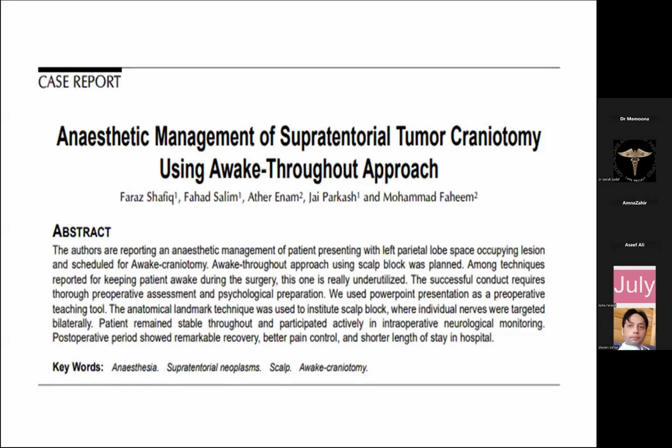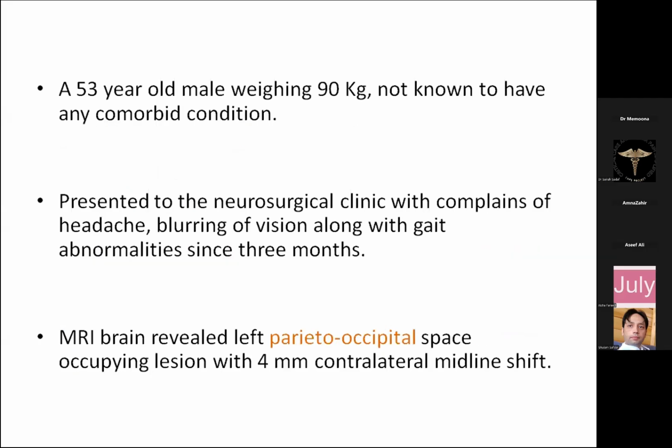They reported a 53-year-old male weighing 90 kg, not known to have any other comorbid conditions, presented to the neurosurgical clinic with complaints of headache, blurring of vision, and gait abnormalities for the last 3 months. MRI revealed a left parieto-occipital space occupying lesion with 4 millimeter contralateral midline shift. Now you can see a huge area is involved, and we expect a larger incision for this patient.